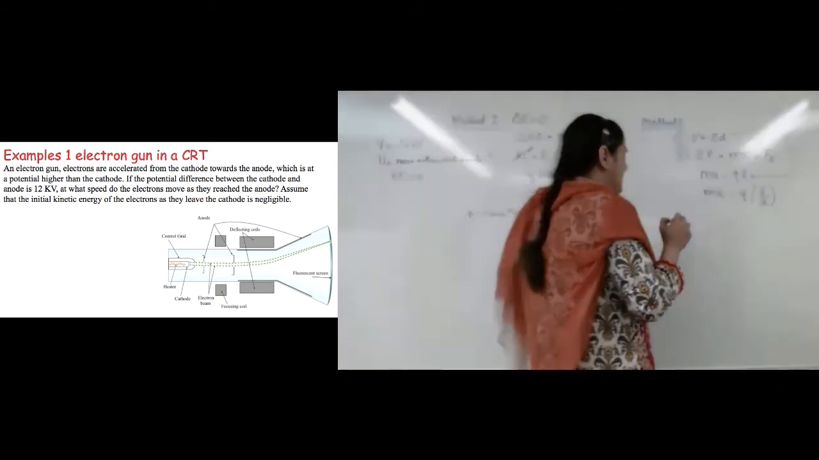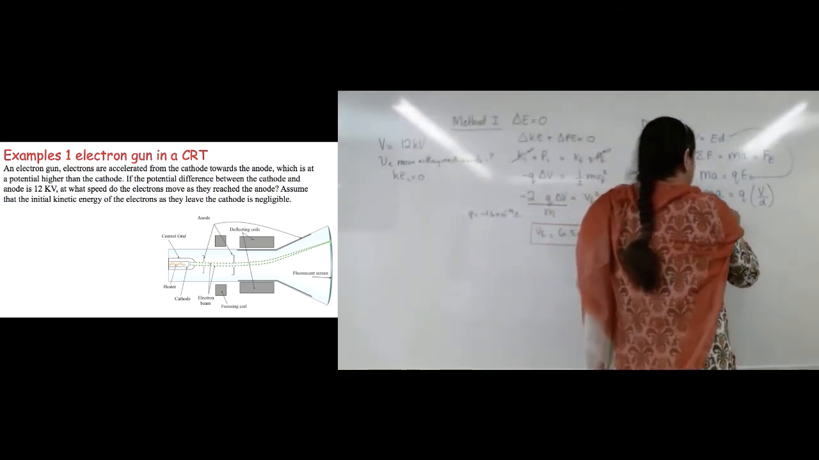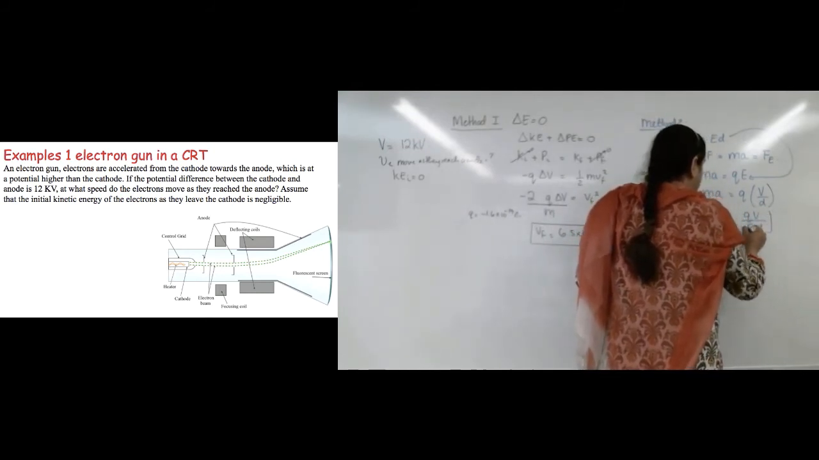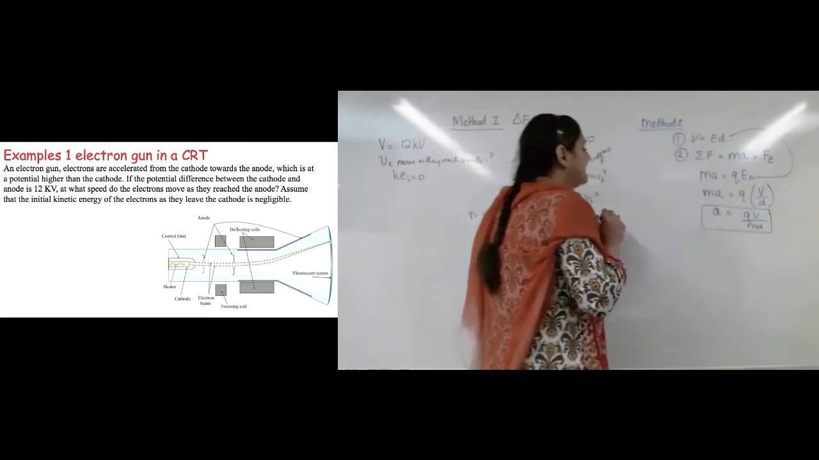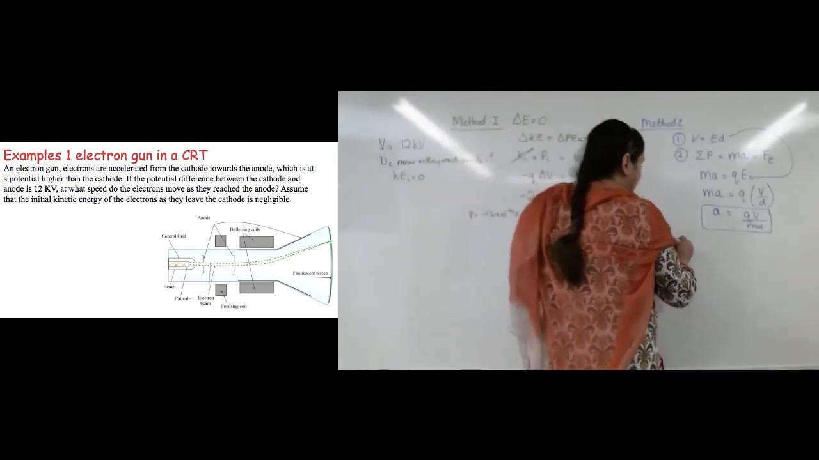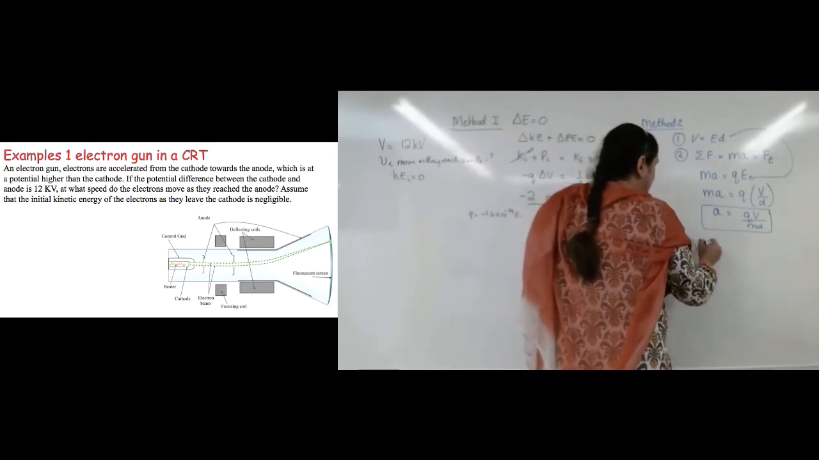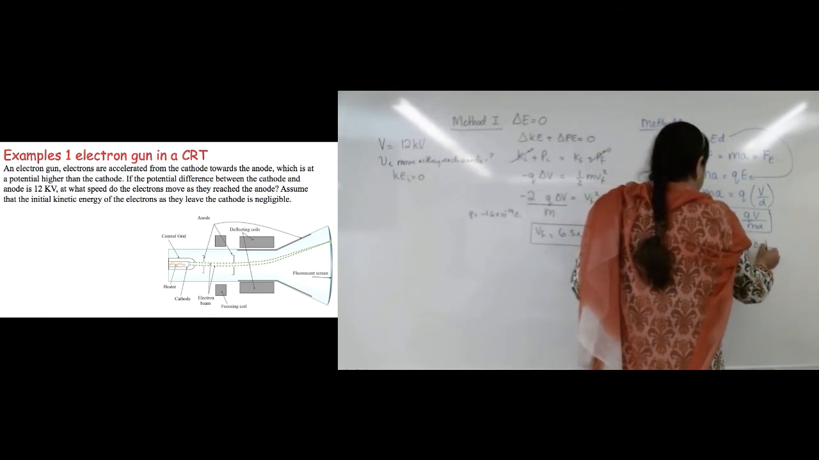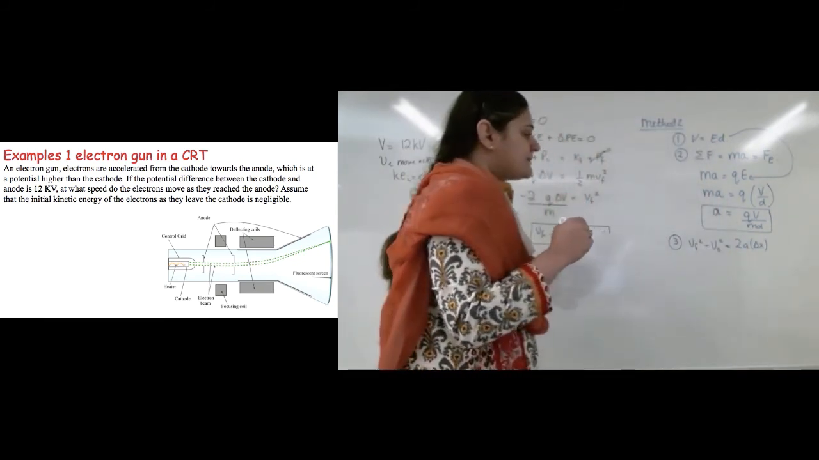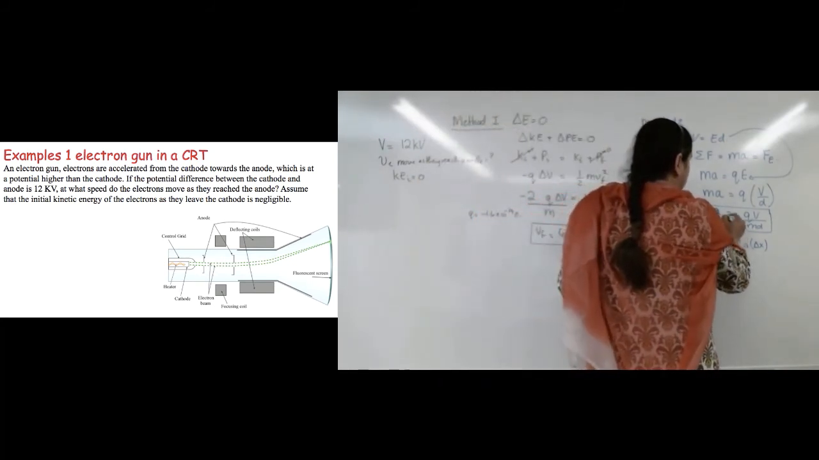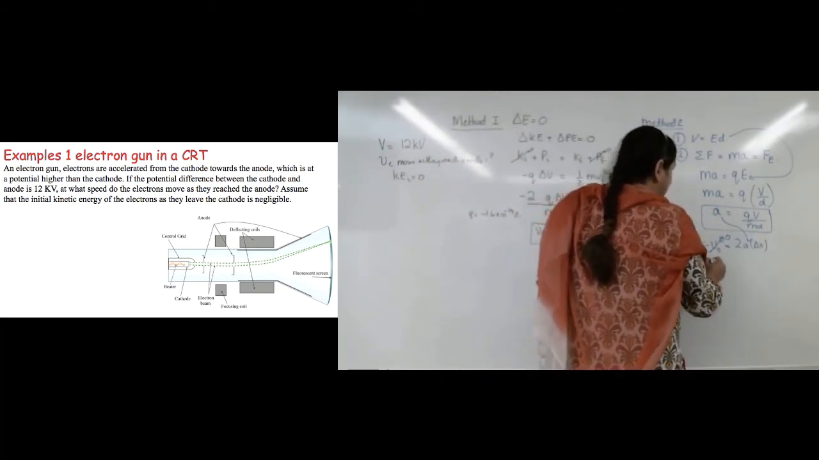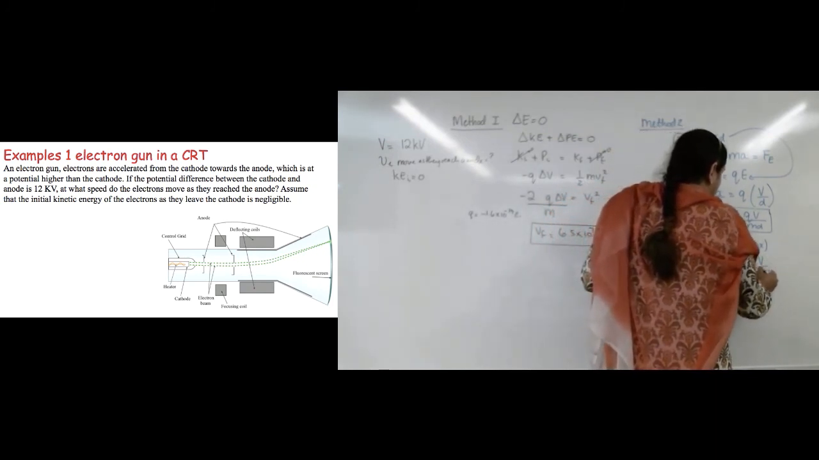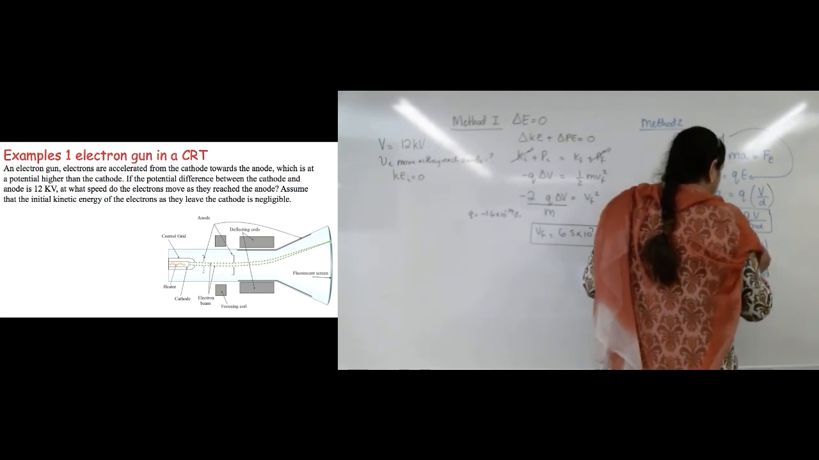What next? I need to find a equals qV over md. This is what I know. But I need to find Vf. How do I find Vf? I can use Vf squared minus V naught squared equals 2a delta x, where delta x is the distance that it goes. The third equation of motion. I know V initial is 0, so I can plug this value in here. So Vf squared will equal 2a qV divided by md.